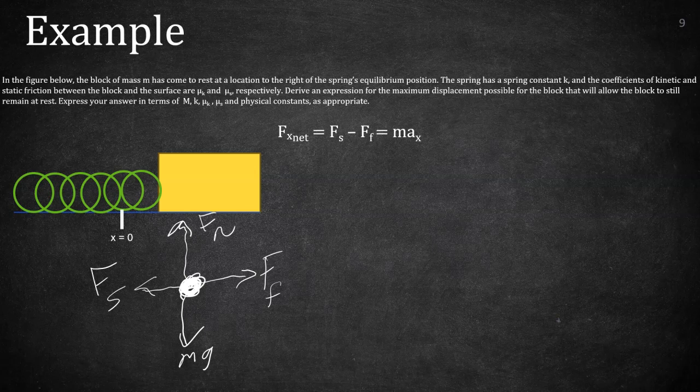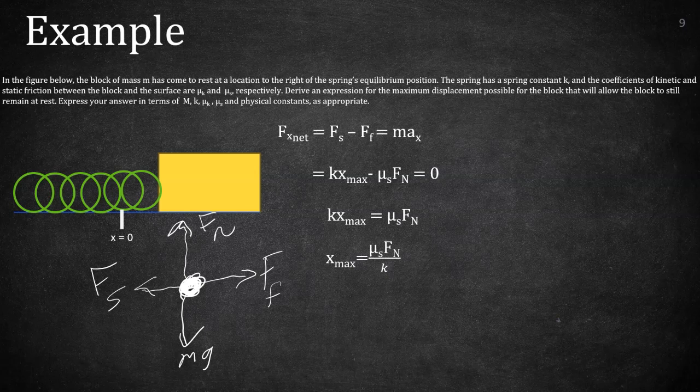mass times acceleration. We're only looking in the x direction here because that's all that really matters for now. Our equation for our spring force is k times x, minus the equation for the frictional force, mu s times Fn. And that equals 0 because this object is at rest. We can add the frictional force to the right side, so we get kx equals mu s times Fn. And then we can just solve for x max, which gives us mu s times Fn divided by k.